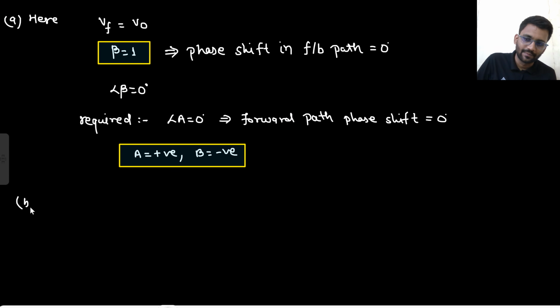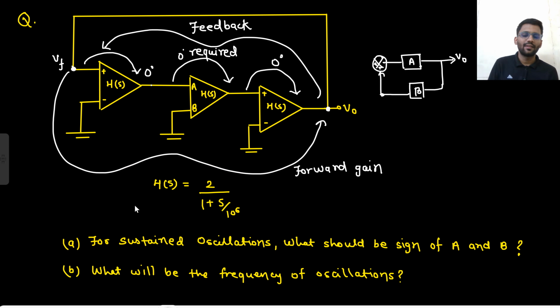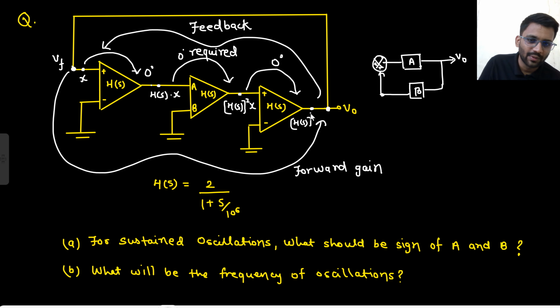Let's answer the second one. What is the value of beta? Beta is 1. What is the value of A? How do you find the value of A? In the forward path, you need to find the gain. Forward path gain. So let's say there is some X input. What will be the gain here? H of S into X. What will be the gain here? H of S whole square into X. And what will be the gain here? That would be H of S whole cube into X.